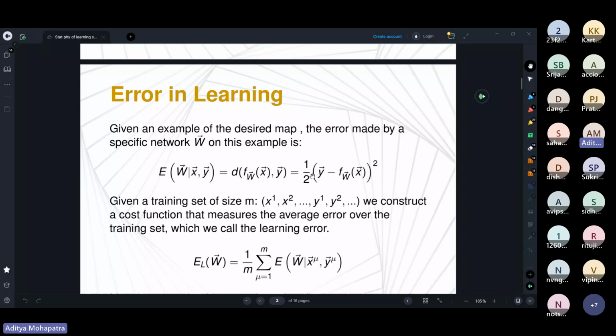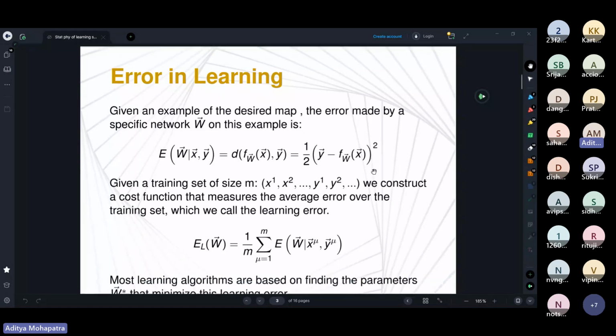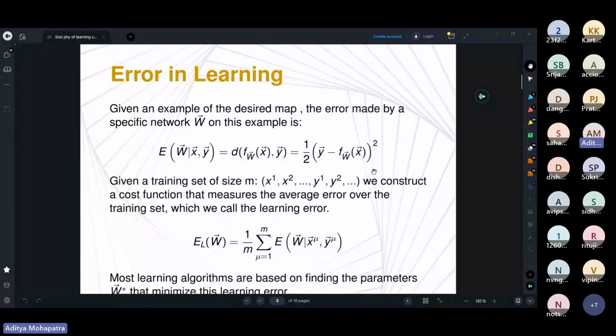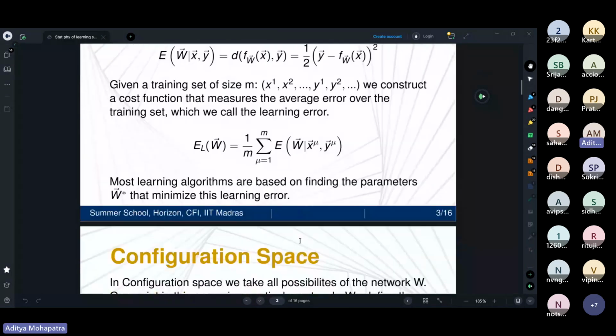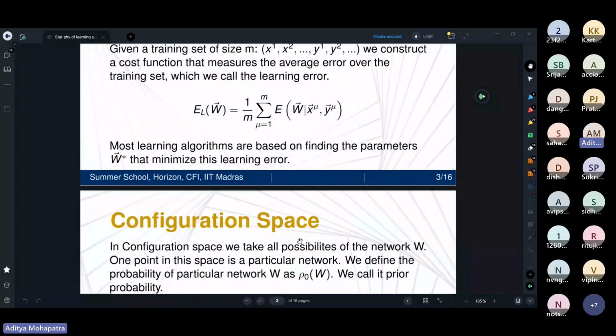So we construct a cost function that measures the average error over the training set. We call that the learning error. If you have done machine learning previously, you would know that we optimize this error to get a better network. Basically, most of the learning algorithms are based on finding the parameters of W which minimize the learning error. It doesn't matter whether it's regression or classification. In the case of regression, we use this learning error. In the case of classification, we use a similar kind of error. We call it maximum likelihood.